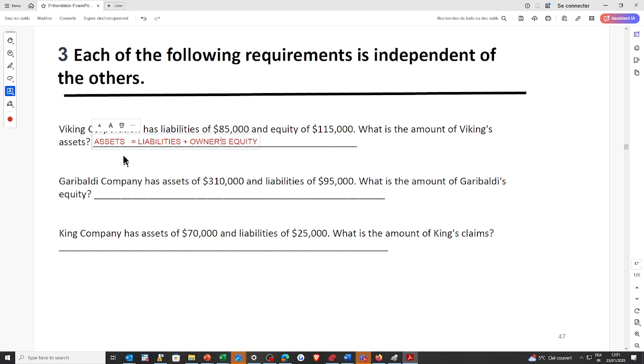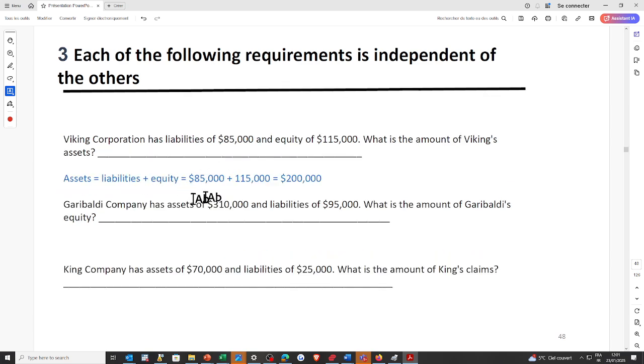So if you look at this one, the company has owner's equity of how much? Here we don't know the asset of the company. The liability is 18,000, right? And owner's equity here is 115,000, right? So you know that assets should equal liability plus the owner's equity. That's the reason why you can find the asset side should be the amount of liability plus the owner's equity. So here is the right answer.